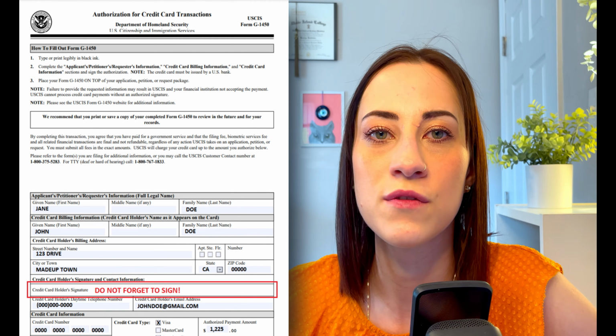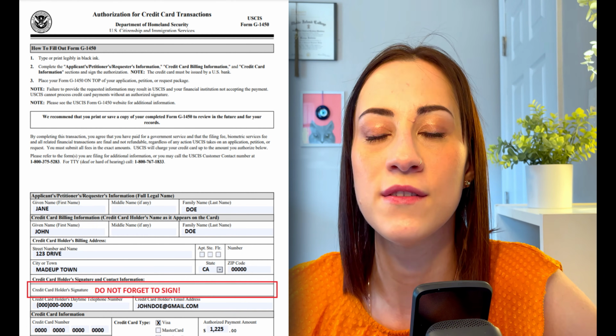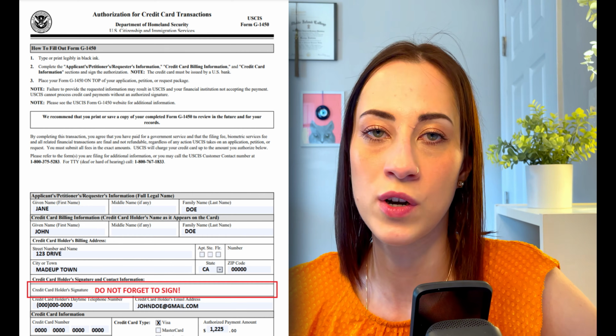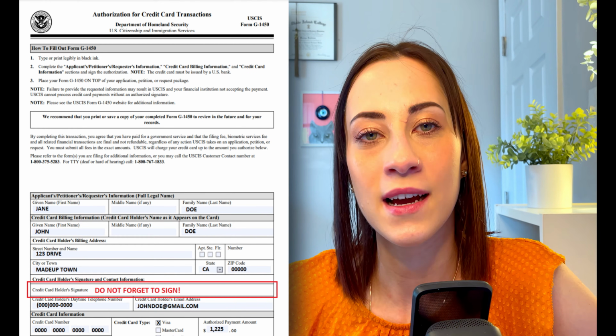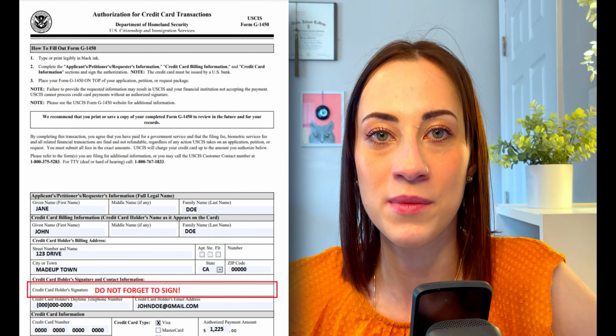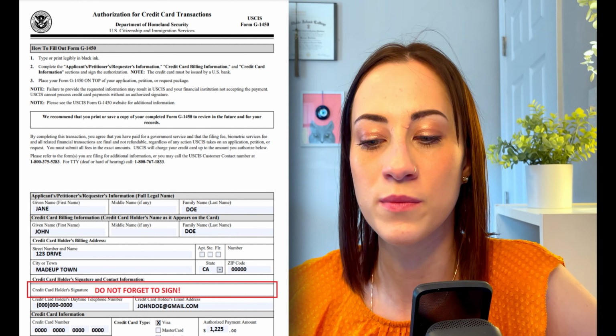Now let's talk about those of you who are filing applications by mail. The first form of payment that you may choose to use is again a credit or a debit card. Even if you're sending your applications by mail, you can still use a credit or a debit card to pay for those applications. In order to do that, you will simply have to fill out the form G-1450. It is a one-page form which will simply list out your card details. There is a line which asks you to authorize the payment by physically signing this form, so please don't forget to do that.